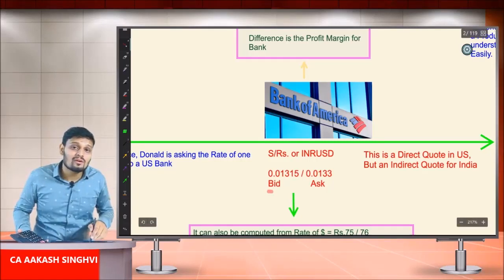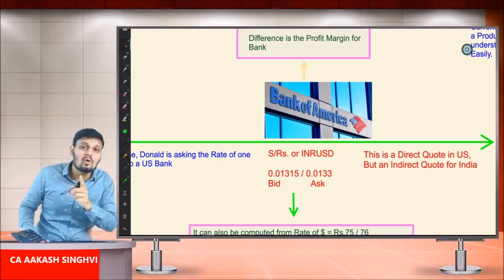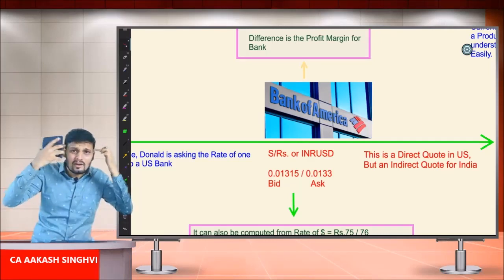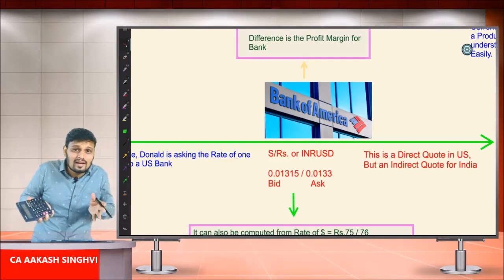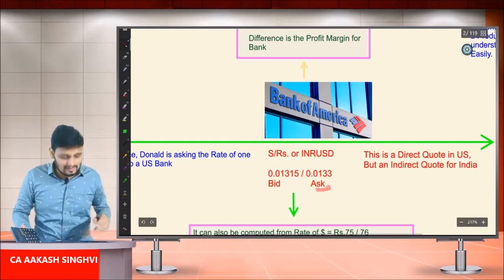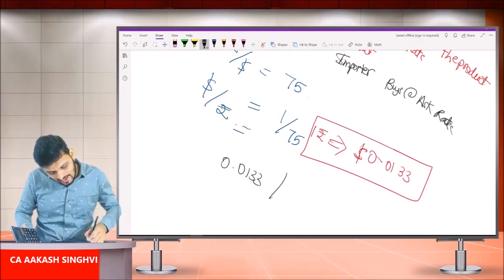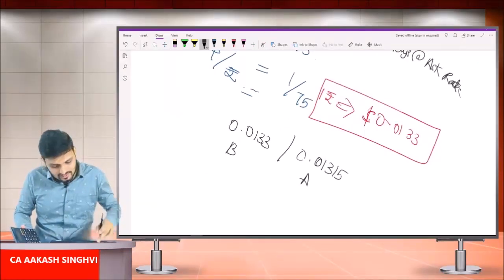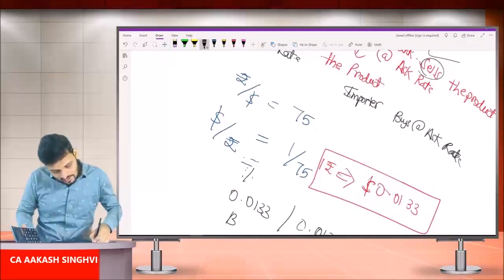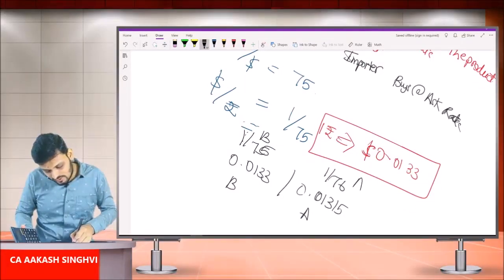What conclusion did we make before? There is 0% possibility that the ask rate will be lower than the bid rate. Keep that registered in your mind. The ask rate can never be lower than the bid rate. So if you put 1 divided by 75, that is 0.0133. Just imagine writing 0.0133 slash 0.01315 as the bid rate and the ask rate. So how did we get 0.0133? 1 divided by 75. So 75 was the bid rate of dollar, and 1 divided by 76 was the ask rate of dollar.